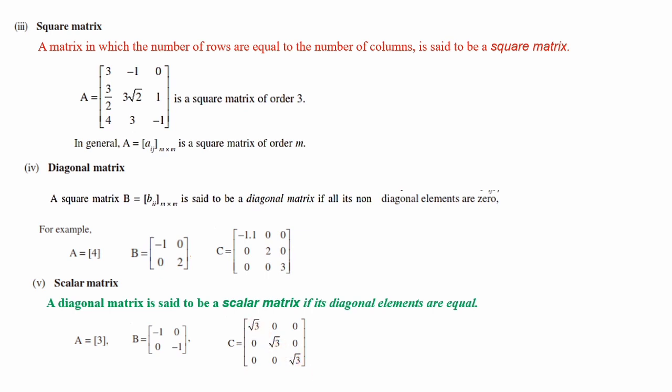equal. Once again I tell you with this example, this is first of all a square matrix because number of rows and number of columns are equal. And next, this is a diagonal matrix because all non-diagonal elements are 0. Other than these diagonal elements, all the other elements are 0. And this is a scalar matrix because all these elements are equal. That's why it is a scalar matrix.